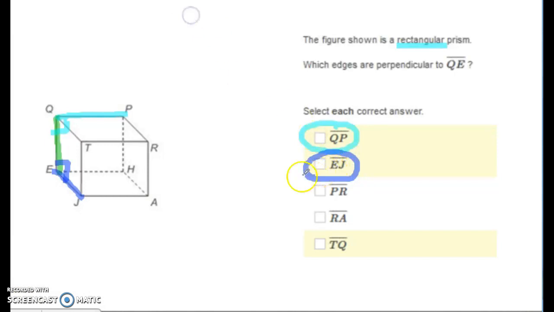All right, then we have PR. Okay, so again, you have to kind of think about your plane here. This is the back of the box, and this is the top right-hand side. Those aren't perpendicular because they're not in the same plane. They're never going to meet at a 90-degree angle.